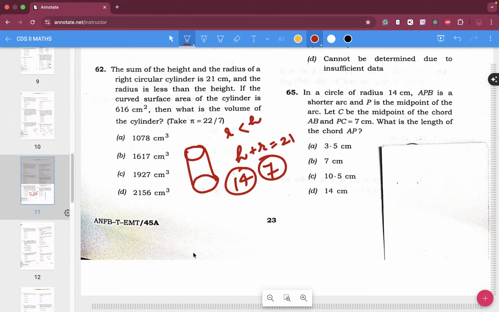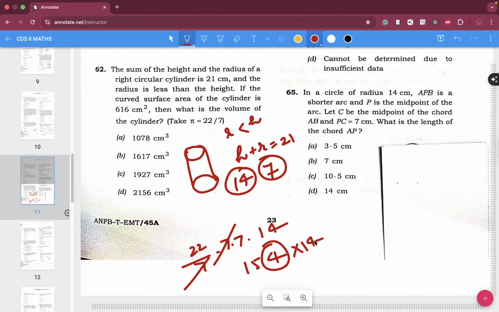Pi r square h. Pi into r square into h is how much? 14. This one gone, right? This is how much? 7 into 4, right? 154 into 14, right? Now don't calculate. Over here, 4 into 4 is 16. Unit digit is 6, which means 62. D is the answer, folks. This is how you have to tackle this. This is how you are going to tackle these sums, folks.